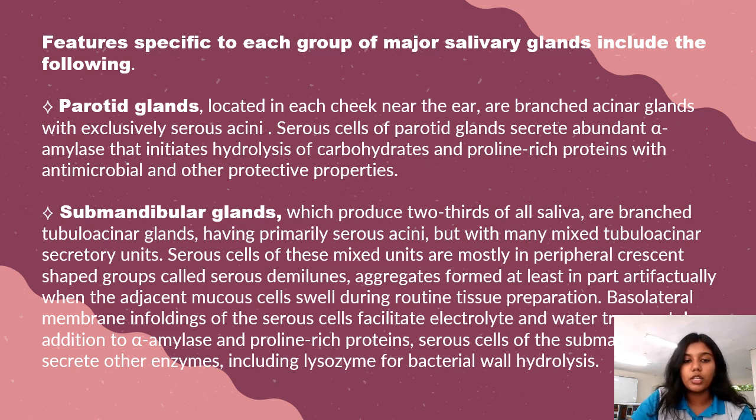Basolateral membrane enfoldings of the serous cells facilitate electrolyte and water transport. In addition to alpha amylase and proline-rich proteins, serous cells of the submandibular gland secrete other enzymes including lysozyme for bacterial wall hydrolysis.